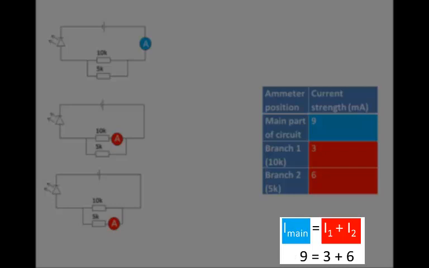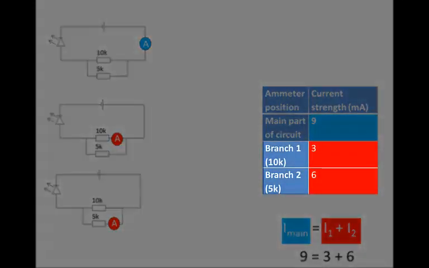The 9 milliamps in the main part of the circuit splits into 3 milliamps through one branch and 6 milliamps through the other. Notice that in this circuit, double as much is going through branch 2 than branch 1. Why is that? That's because branch 2 is much easier, half the resistance. Its resistance is only 5k, whereas branch 1's resistance is 10k, which is double as resistant.